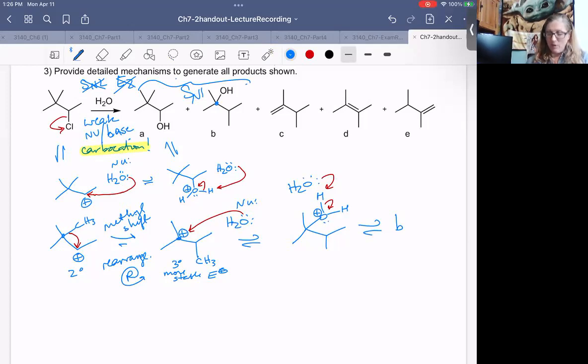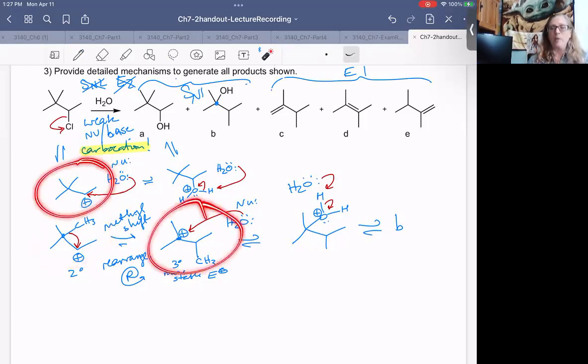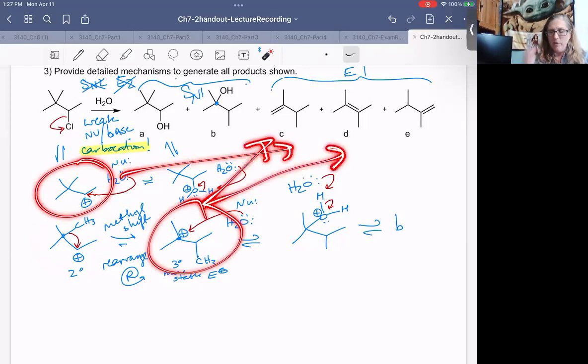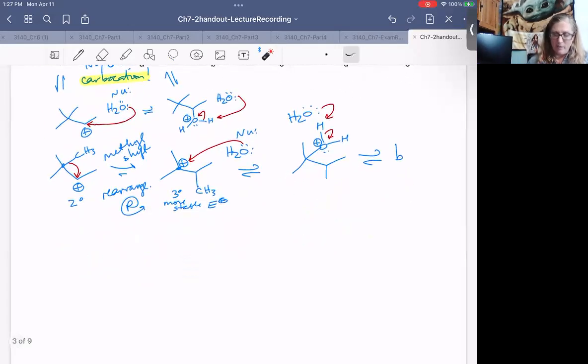Carbocation. Okay, so how do I do my E1? These next 3 are all going to be from an E1 mechanism. So I get the same carbocation. We have 2 carbocations now. We have the secondary carbocation and the tertiary carbocation, and either one of those is going to be used to get to C or D or E products. So we could just go ahead and redraw.